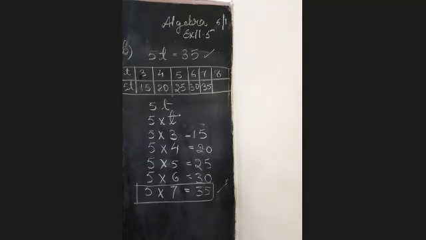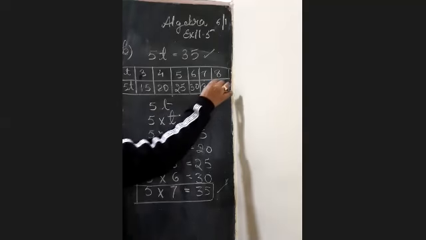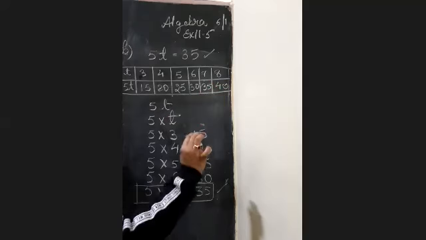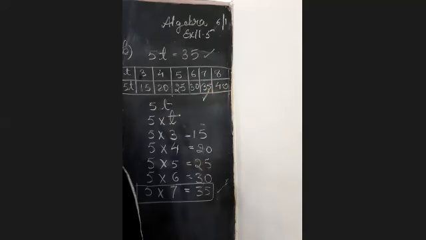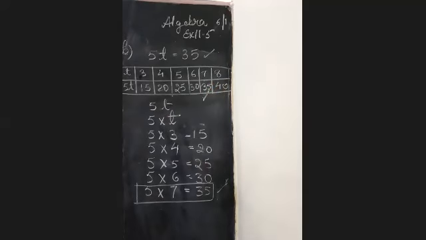ठीक है? So now हम लोग आगे बढ़ेंगे, लेकिन हम लोगों को पता चल गया है कि हमारा जो आंसर है वो 7 है. तो remember, इन्वेस्टिगेशन मेथड का मतलब ये होता है.